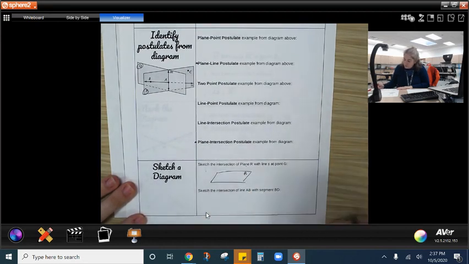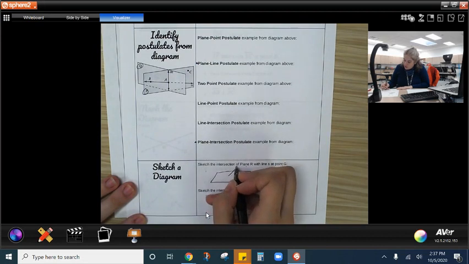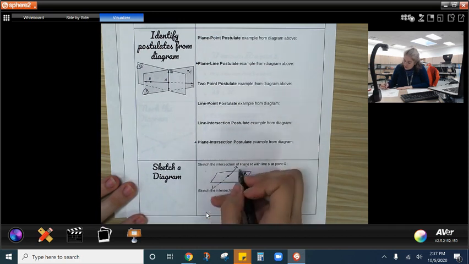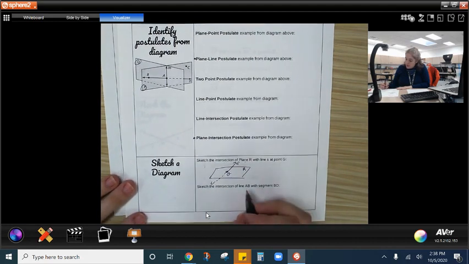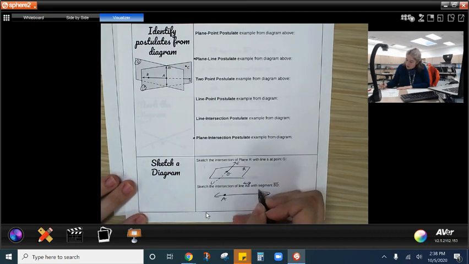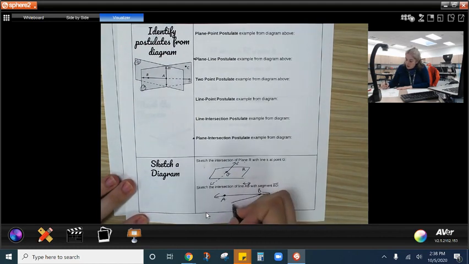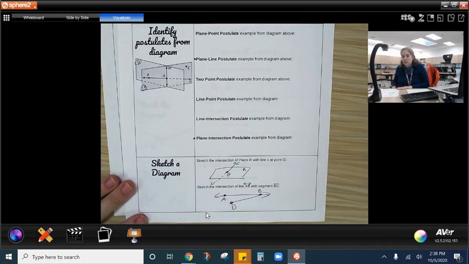So here's plane R, and here is line S, and this is point G. All right, plane R, line S, point G. We want to sketch the intersection of line AB with segment BD. So this is a line and this is a segment. So here is A and B, and then I want segment BD. Now I already have a point B on here, so I need to start there, and here is my point D. So my segment BD, my line AB, and they intersect at B.